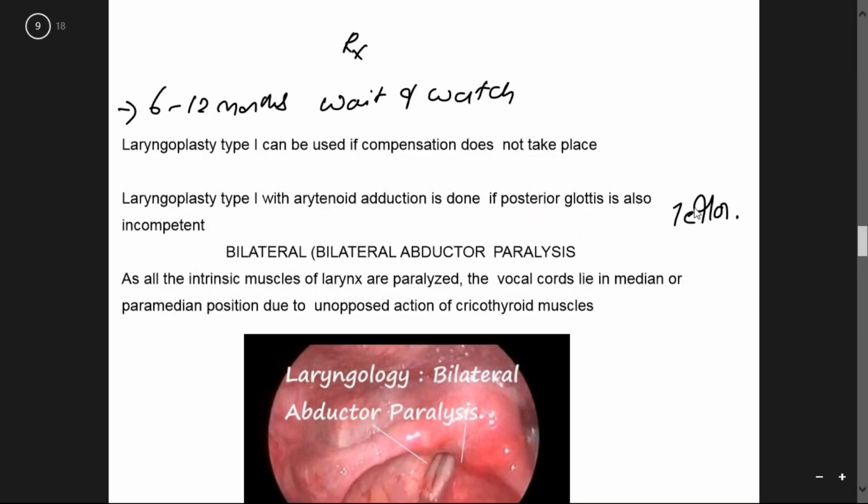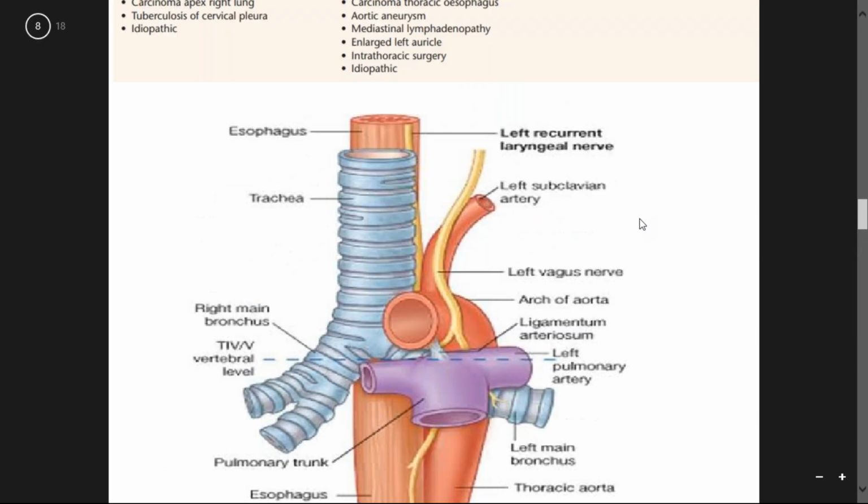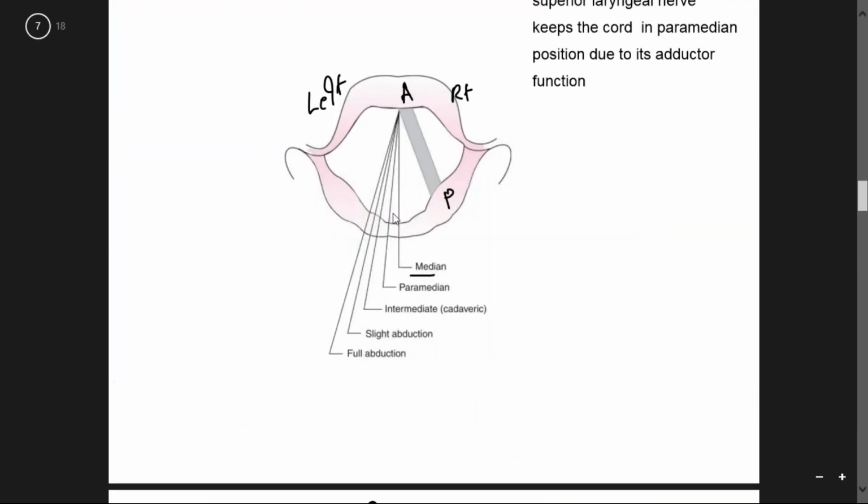And this Teflon injection into the thyroid, again it stiffens. If you inject the Teflon in this paramedian position, it stiffens, so it comes a little closer to the other vocal cord. So that also might help, but Teflon injection we now don't recommend. We go for the type 1 Isshiki thyroplasty.